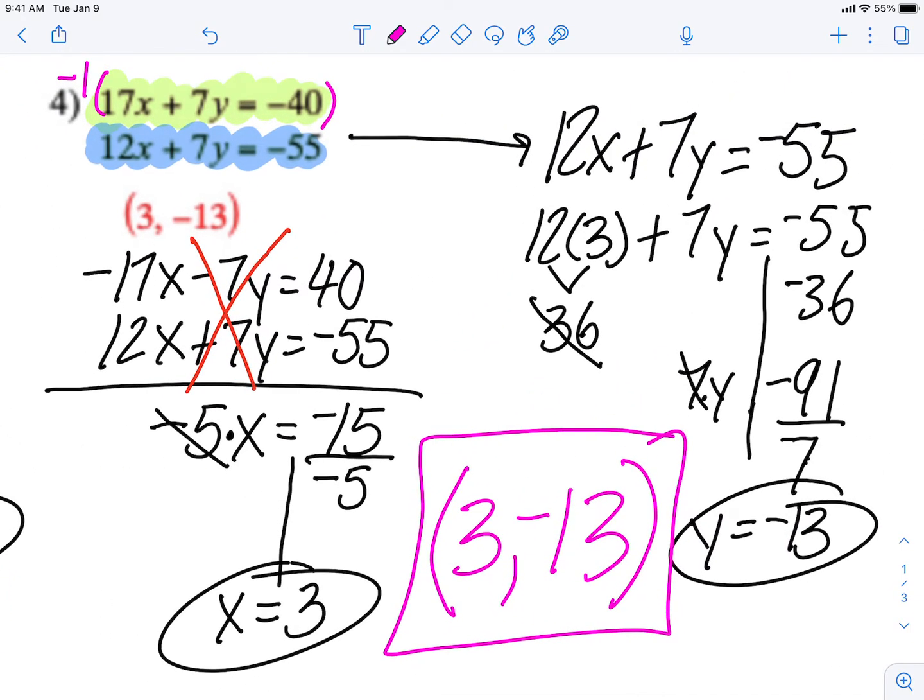Forgot to box number 3. That's why I went back. Okay, 4 down, 2 to go.